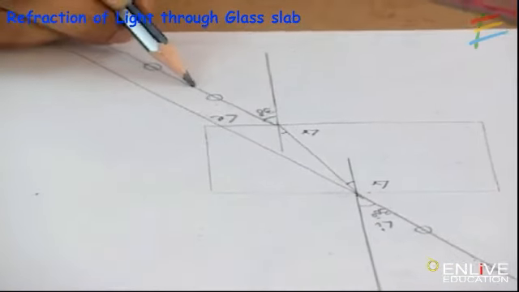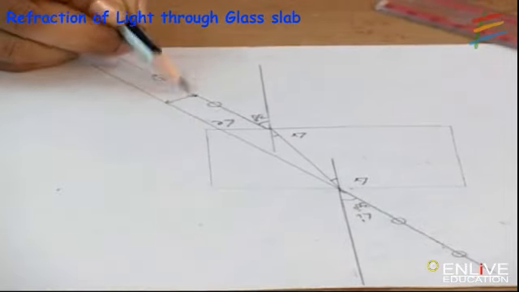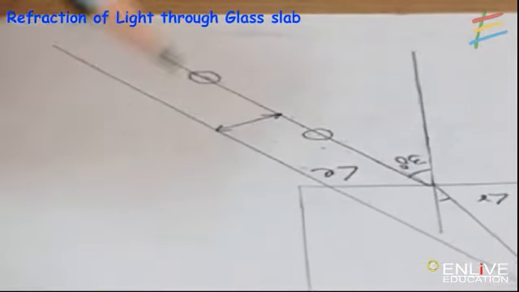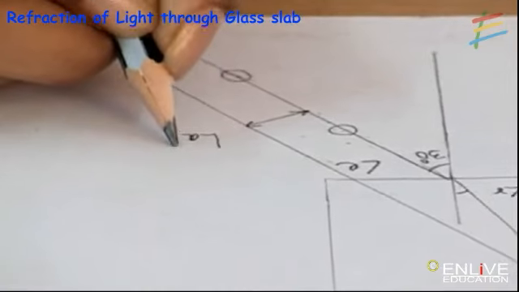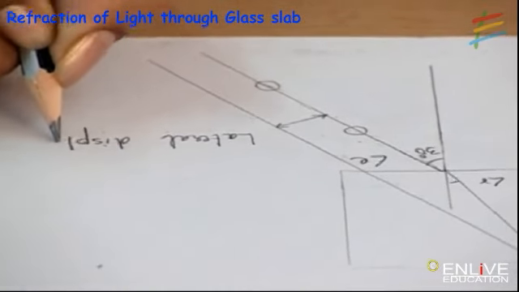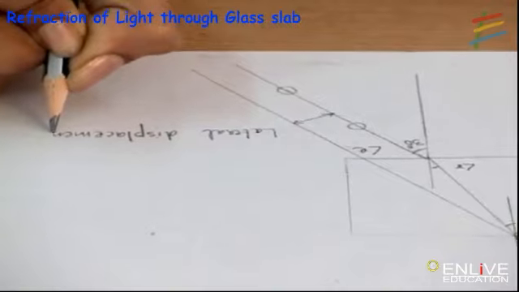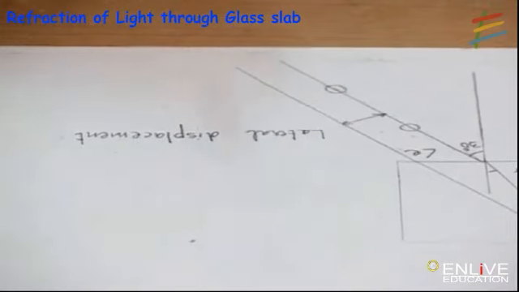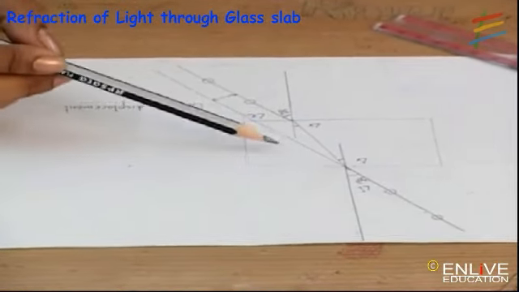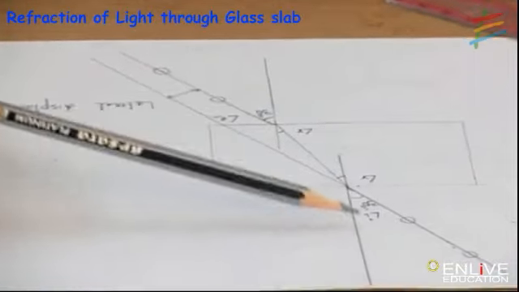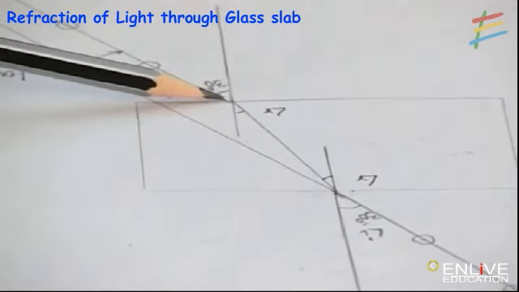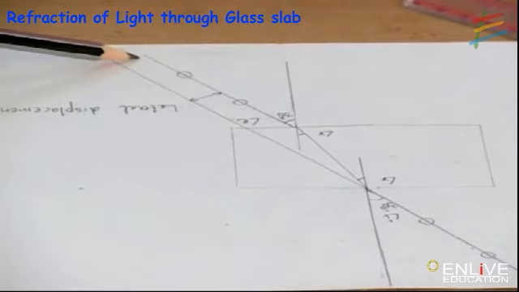Now the perpendicular distance between the incident ray and the emergent ray is known as the lateral displacement. Therefore, due to the difference in the density of air and of glass, the light ray was bent, it got refracted and it emerged outside the glass slab.